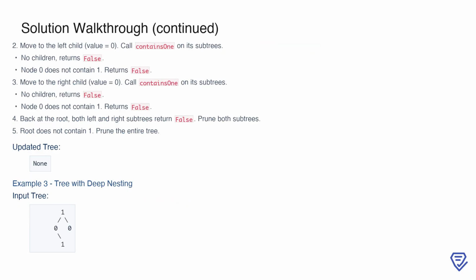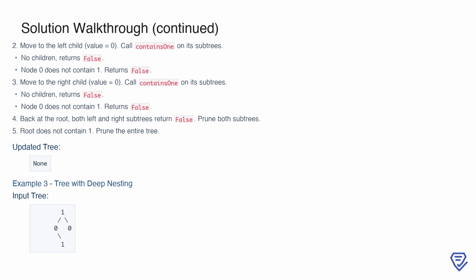For the left child of the root, which has a value of 0, we check its subtrees. Since it has no children, it immediately returns false, indicating it does not contain a 1. Similarly, the right child of the root, also with a value of 0, is evaluated in the same way. With no children, it returns false as well.